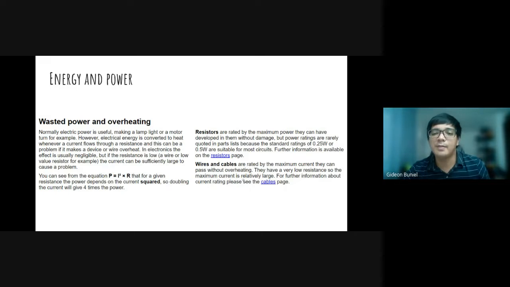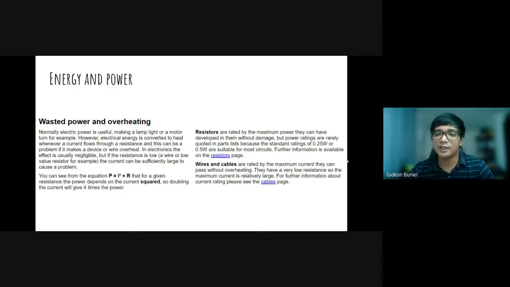Resistors are rated by maximum power. They can have power developed in them without damage. But power ratings are rarely quoted in parts lists because the standard ratings of 0.25 watts or 0.5 watts are suitable for most circuits. Further information is available on the resistors page.